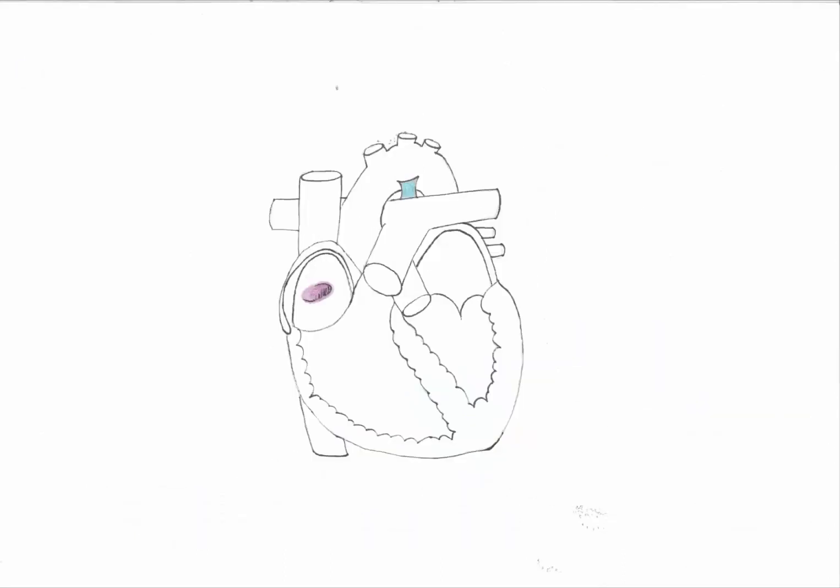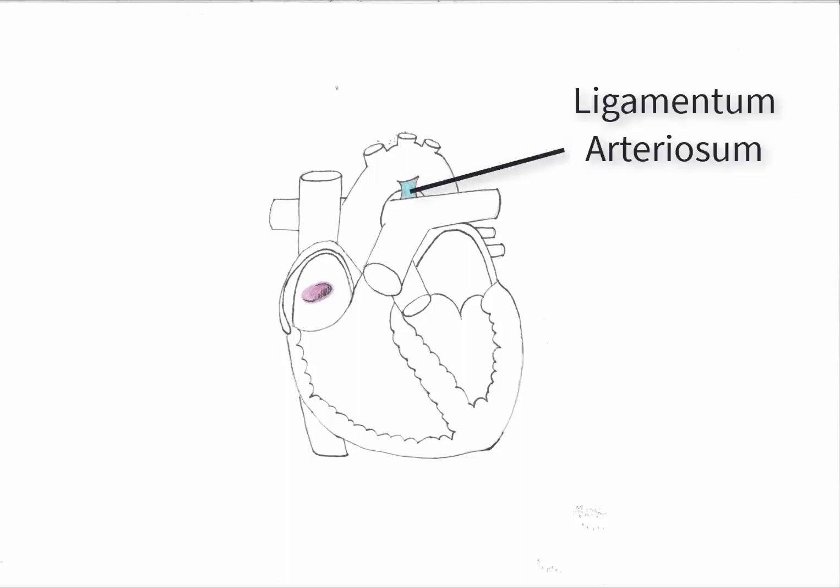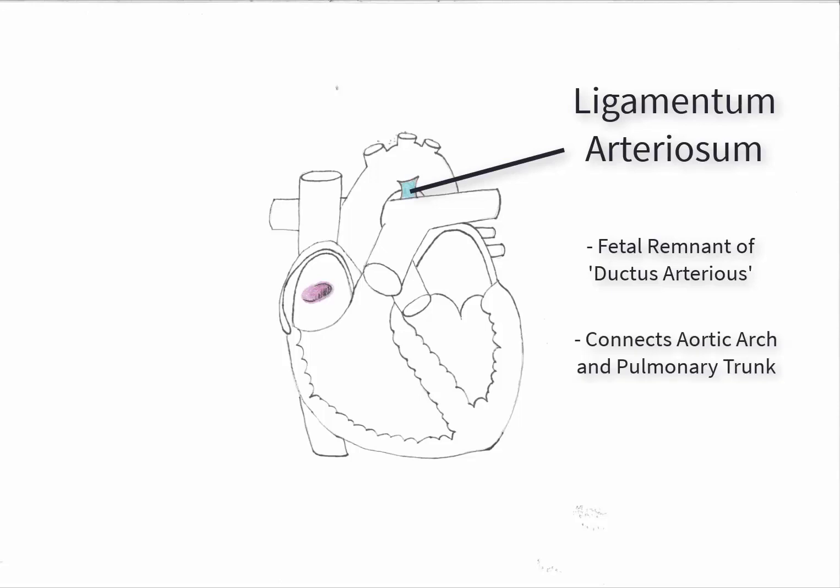In the heart, there are anatomical remnants that remain from embryonic development but no longer have a function in the adult body. The remnants include the ligamentum arteriosum, a fetal remnant of the ductus arteriosus. It connects the aortic arch and pulmonary trunk and allows most of the blood from the right ventricle to bypass the fetus's fluid-filled, non-functioning lung.